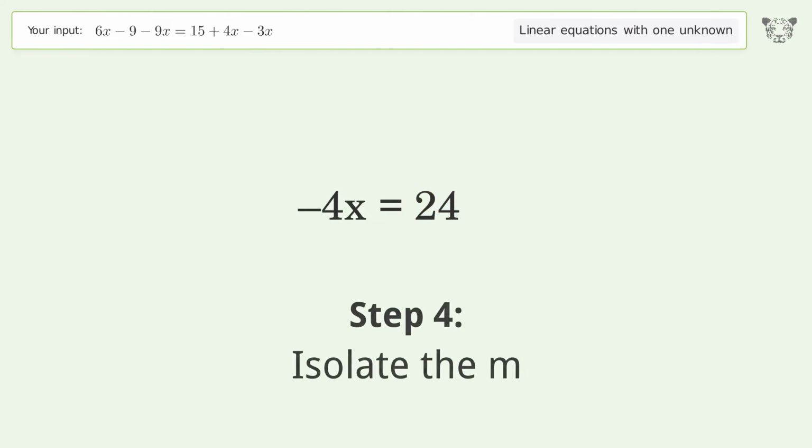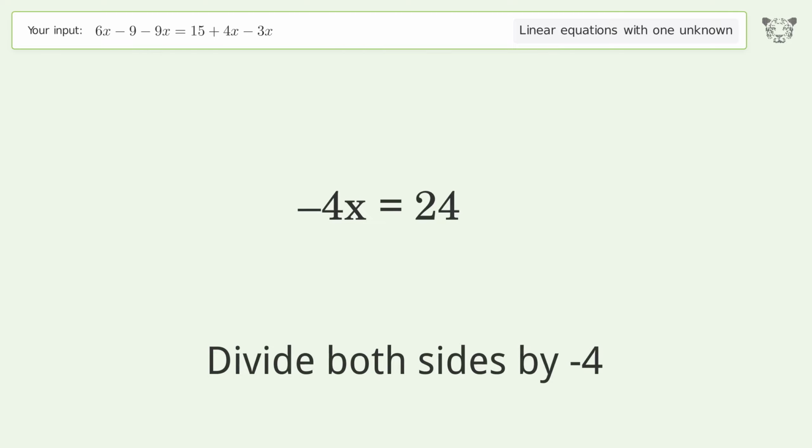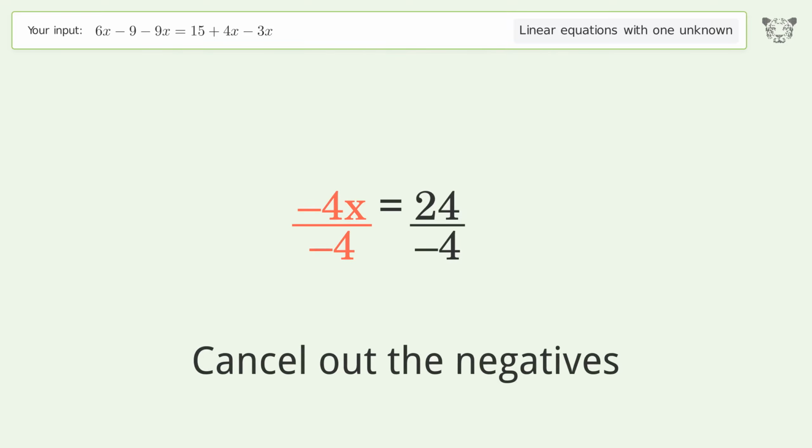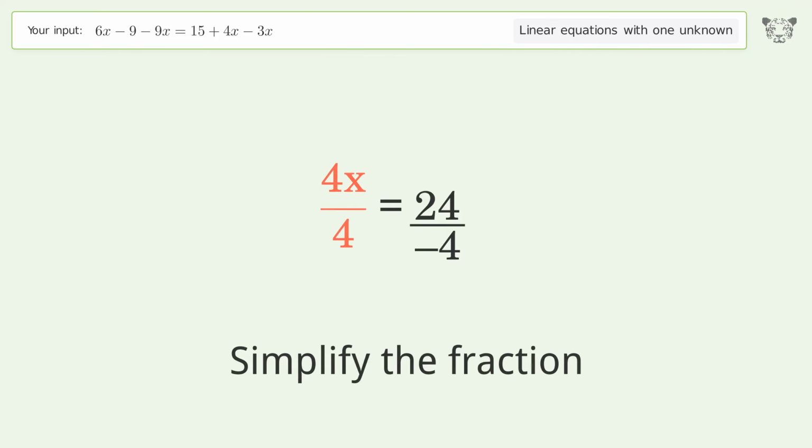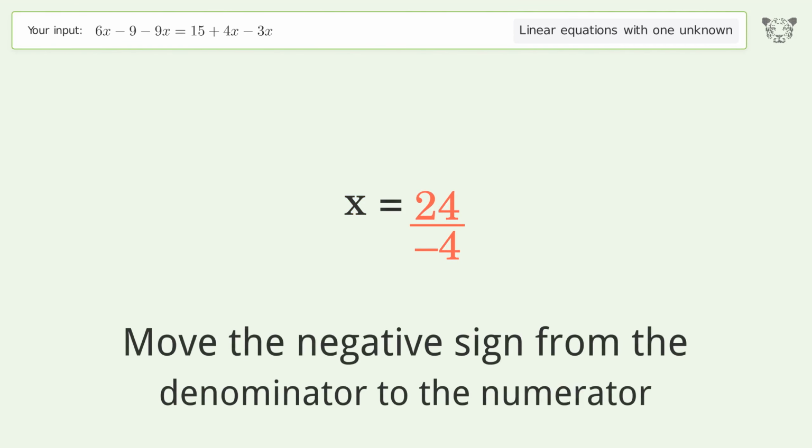Isolate the m. Divide both sides by -4. Cancel out the negatives. Simplify the fraction. Move the negative sign from the denominator to the numerator.